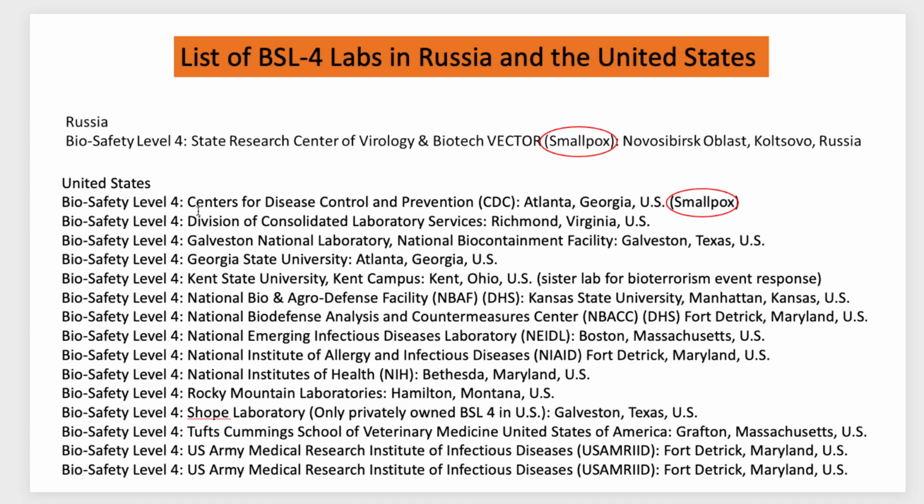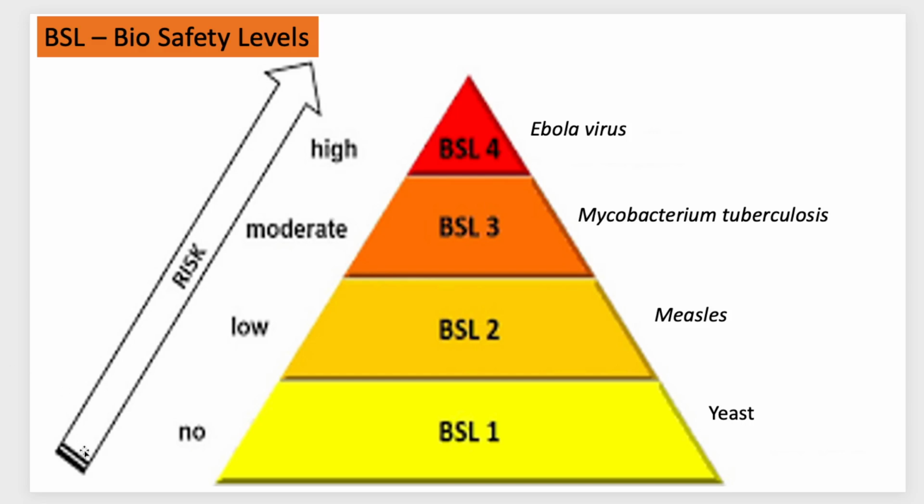So for example, in Atlanta, Georgia, that's the Centers for Disease Control and Prevention, BSL 4 lab, and they actually have smallpox there. So that's where it is. So if smallpox breaks out, we're all not that far away from it. So anyway, think of it from no or low risk to high risk as you move from BSL 1 to BSL 4. Some organisms you might see in BSL 1 is yeast, right? Not dangerous. BSL 2, you might have measles, getting somewhat dangerous. BSL 3, you might have tuberculosis. And then BSL 4 is going to be the most serious. You might have like Ebola.